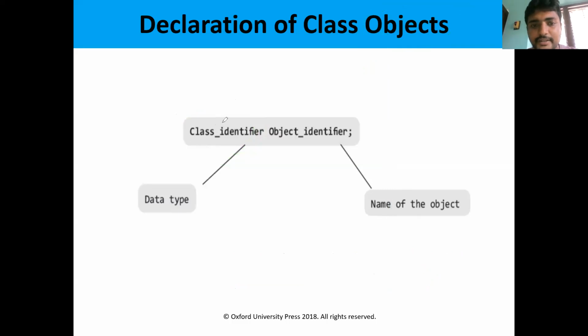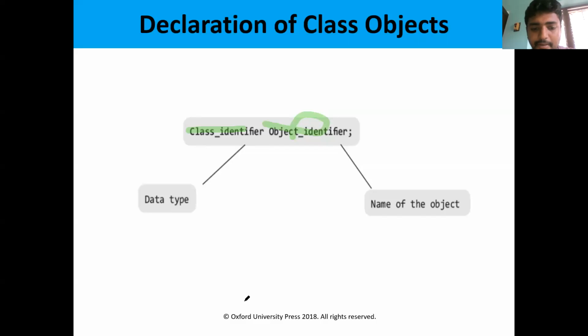Now look at the object syntax. Declaration of class object: class identifier, object identifier. That means class identifier means we have to give the reference to the object. So we are creating the objects for a class. We have to define the class: the object belongs to which class? We have to identify clearly which class the object belongs to. We have so many classes in a program, so we have to create each object for each class.